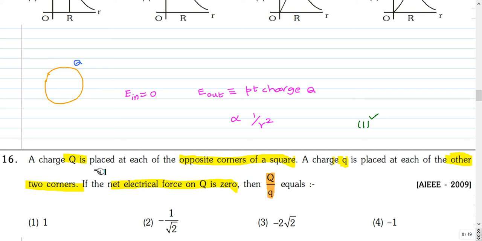A charge Q is placed at each of the opposite corners of a square. A charge q is placed at each of the other two corners. If the net electric field on capital Q is 0, then the ratio q by Q is? So you should know the formula for force between two point charges, which is given by Coulomb's law. You can pause and attempt this question.